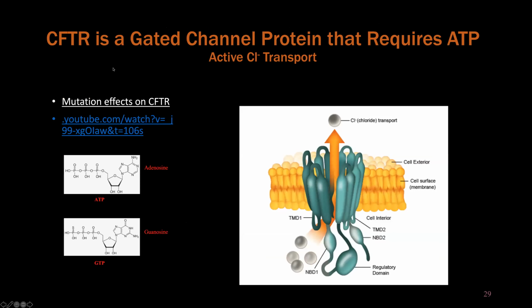What you are familiar with already, the CFTR, the cystic fibrosis transmembrane regulator. It's a gated channel that requires ATP, and it actively transports chloride. So you see that illustrated here. Again, the CFTR is the green sequence. It makes a channel. The transmembrane portions make a channel across the membrane, and chloride ions are actively pumped out.